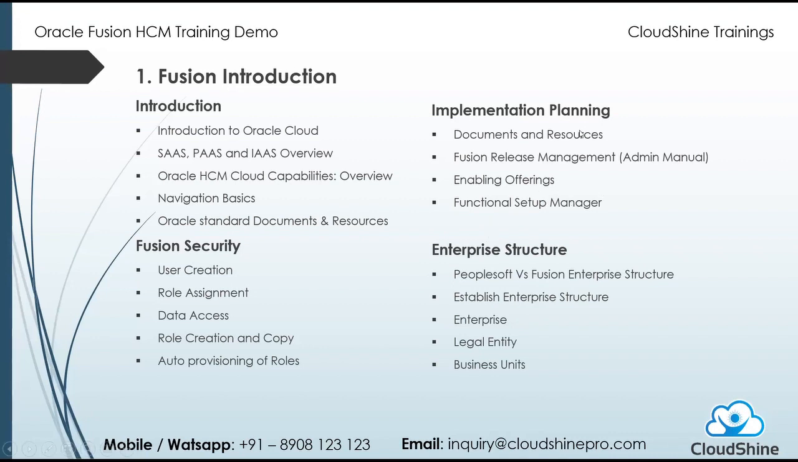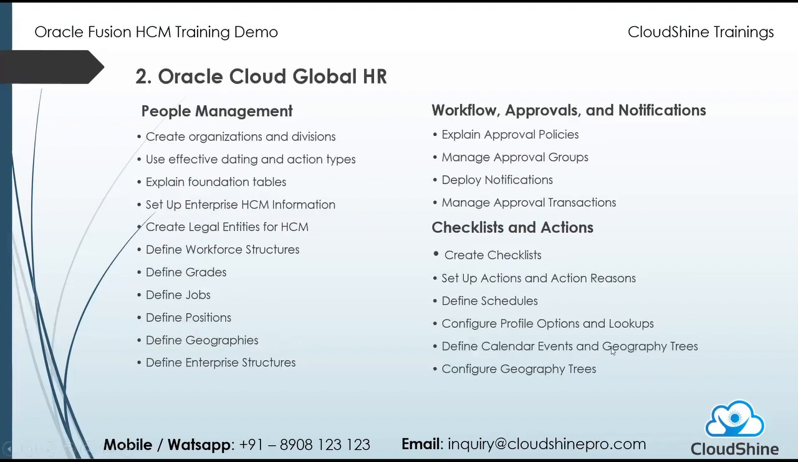We will also enable the offerings, how we enable them for the different modules, and then the enterprise layer structure: if any organization is at enterprise high level, how we build it, how many legal companies there are, how many domains, how we create the departments and work structures. Everything will be discussed in the training sessions. For global HR, we are going to define all the work structures, as I said: grades, jobs, positions, geographies, and then workflows for when you apply absence.